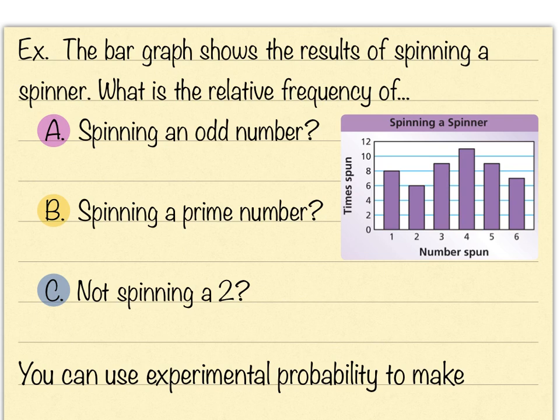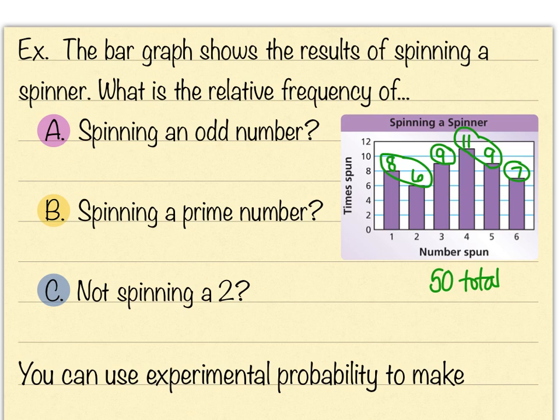The first thing we want to do is figure out how many times the spinner was spun, and we're not given that information. So a 1 was spun 8 times, a 2 was spun 6 times, 9 times for 3, 11 for 4, a 5 was spun 9 times as well, and then a 6 was spun 7 times. So I'm just going to add these up. I know that 11 and 9 make 20. There's 14, so 34, and then I know 9 and 7 make 16. So 34 and 16 makes 50. So we have 50 total spins. I'm going to write that down so we have that.